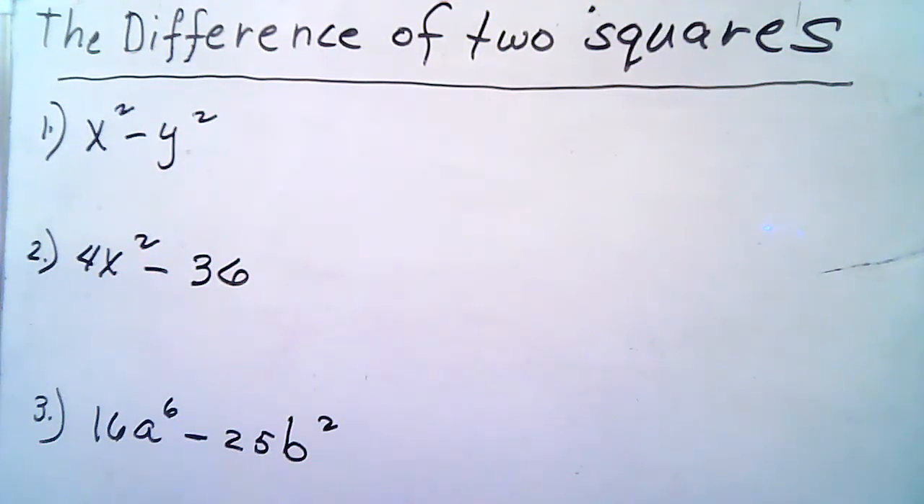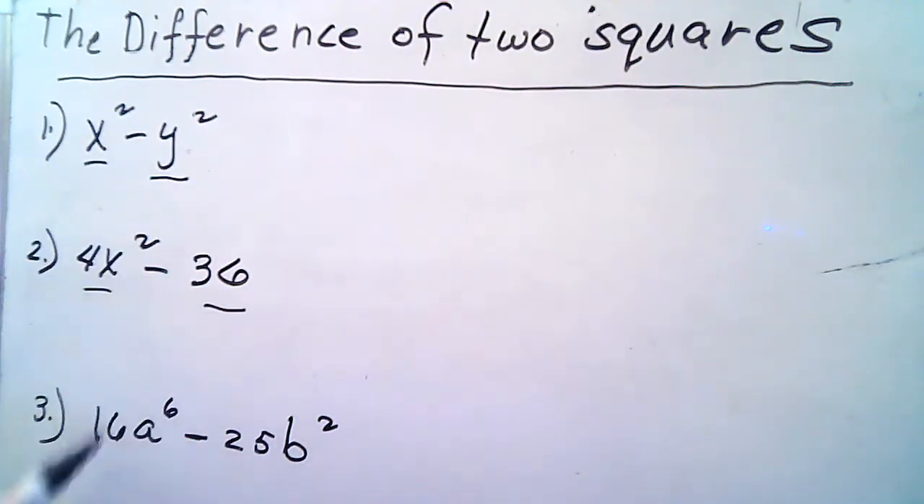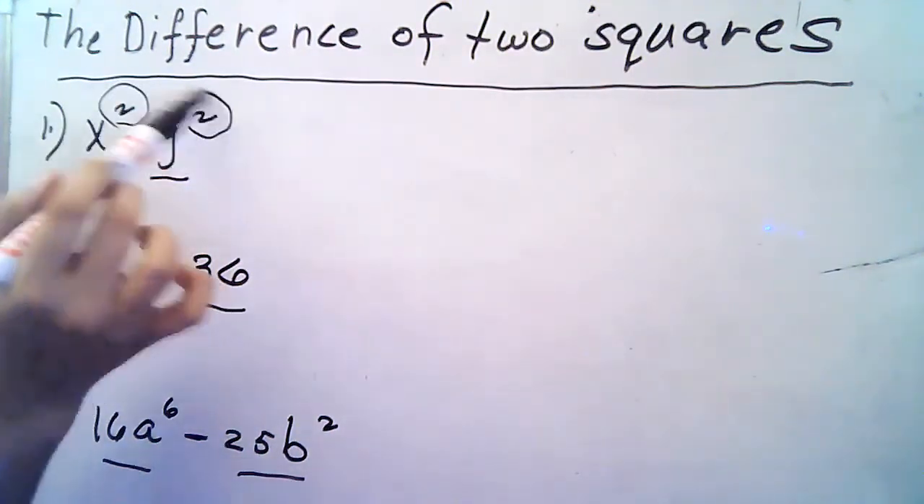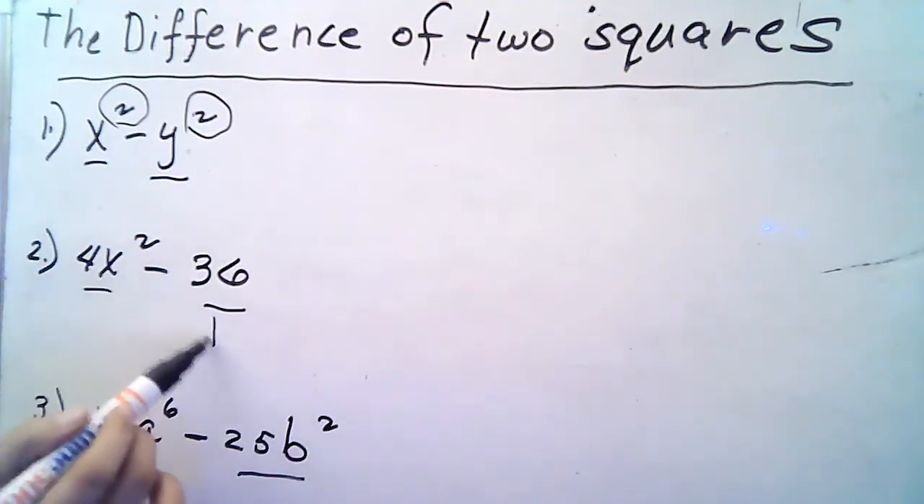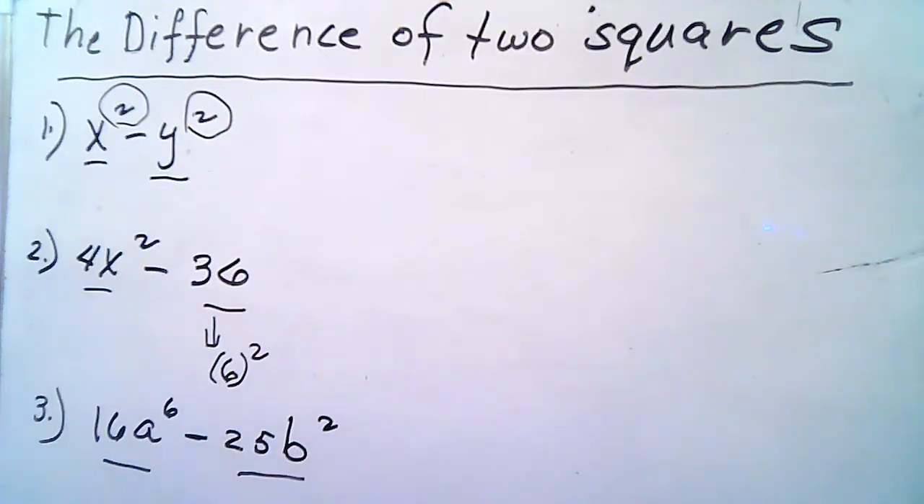And why do you think it was given such a name? As you can see, they consist of two terms, right? And each term is a square. Okay? That is, 6 squared and 5 squared. A cube raised to the second power.